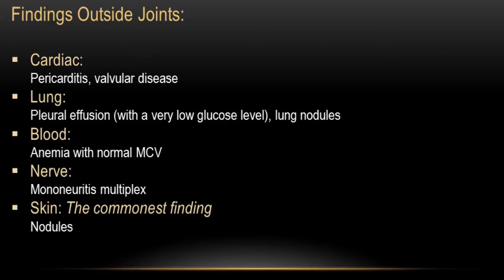In the blood, you get anemia with normal sized red blood cells, normal MCV. This is rheumatoid arthritis. You can get mononeuritis multiplex. What's that? Only one nerve is inflamed and hurts, and commonly this nerve is the ulnar nerve. The ulnar nerve that passes here at your elbow is usually inflamed. And the skin, the most common finding outside the joint is skin nodules in rheumatoid arthritis.